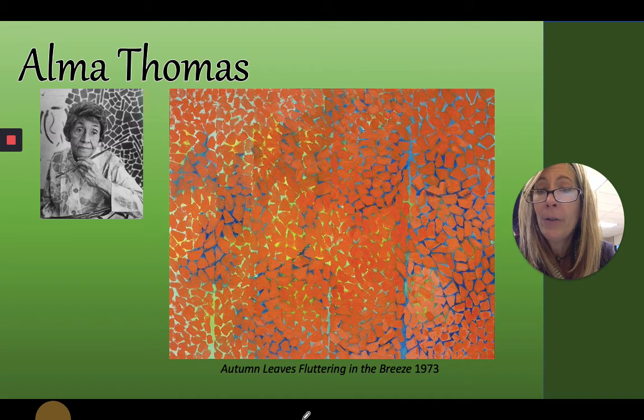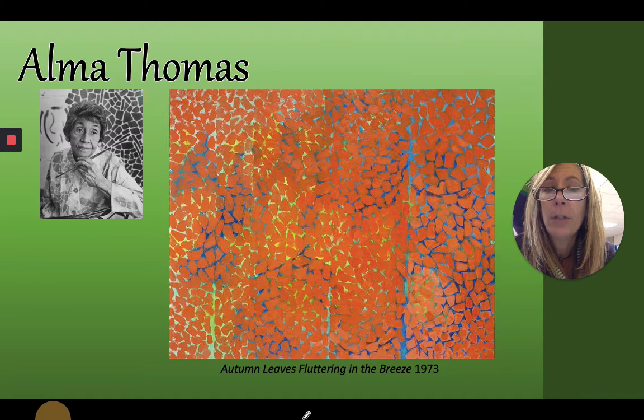Now I want to introduce you to an artist. Her name is Alma Thomas. She is no longer living, but she was a famous artist, and she was known for a lot of her paintings. And I wanted to show you guys this particular painting of hers, and it is called Autumn Leaves Fluttering in the Breeze. And she painted this way back in 1973.